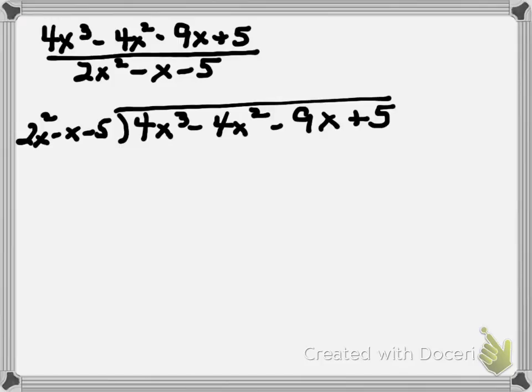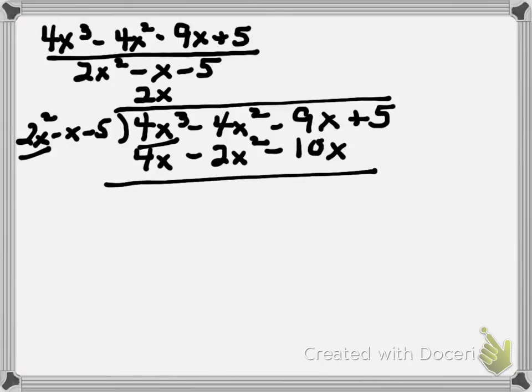Okay, so we'll take the first term in the divisor and the first term in the dividend. So 4x cubed divided by 2x squared gives us 2x. 2x times 2x squared is 4x cubed. 2x times negative x is negative 2x squared. And 2x times negative 5 is negative 10x. Change all the signs of the second polynomial.